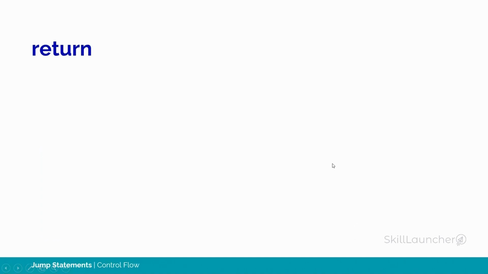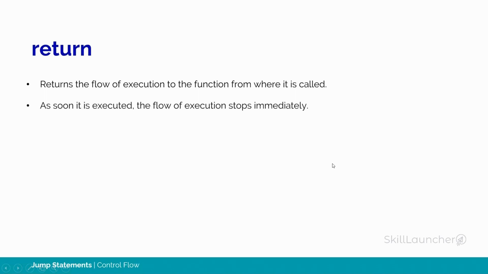Then comes the last jump statement, that is return. This jump statement is usually used at the end of the function to end or terminate it with or without any value. It takes the control from the calling function back to the main function. As soon as return is encountered, the flow of execution stops immediately. If it is within a function, the function gets terminated and the control passes back to the calling function.